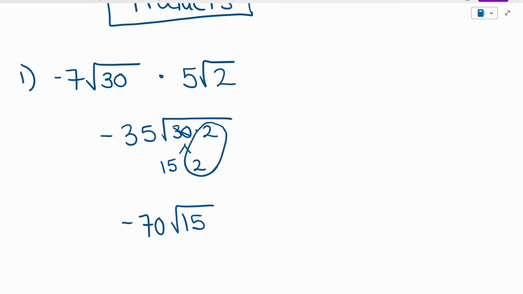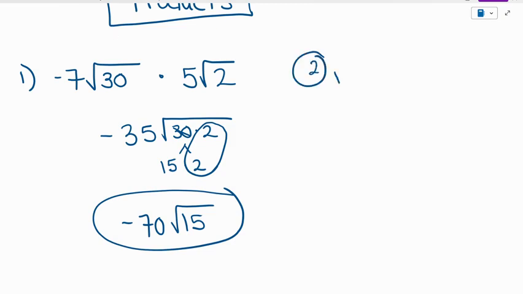How come I didn't bother to break the 15 down? Philip? Yeah, because we won't get any pairs from it. So that's why I didn't even bother to break it down. Okay, you guys try this one.